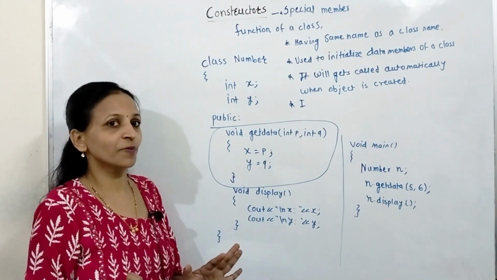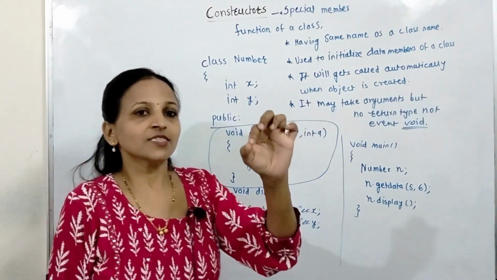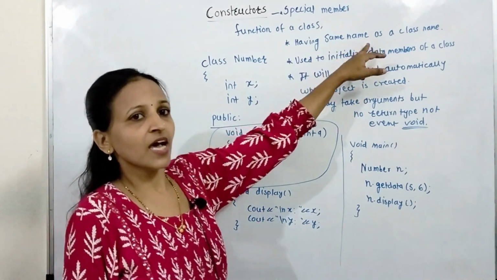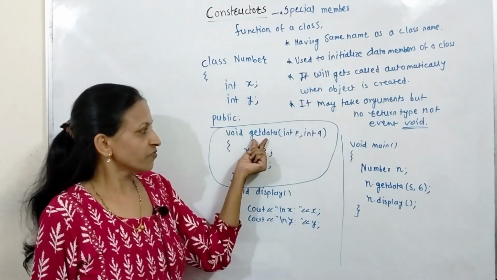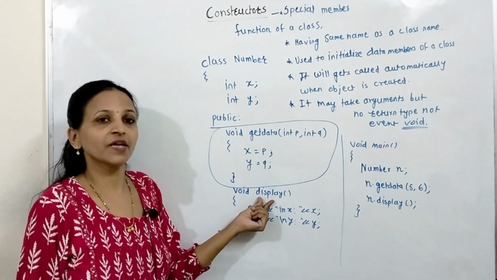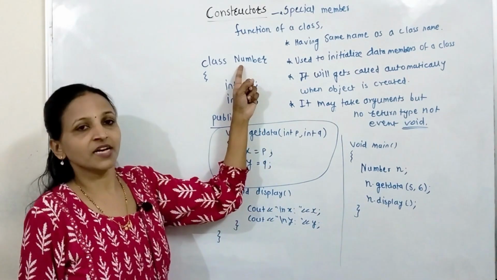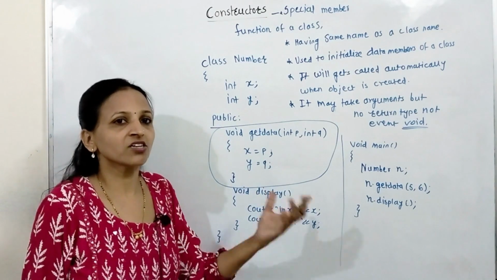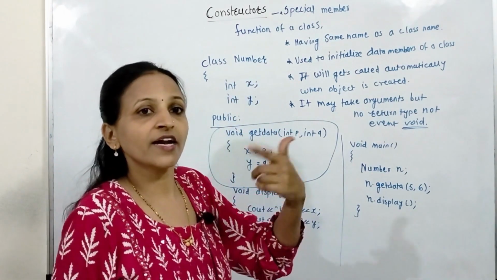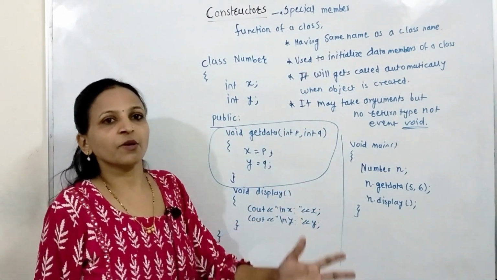What is the meaning of that? I am going to explain. Just see, what is a constructor? A constructor is a special member function of a class which has the same name as the class. Of course, here we have used the names get data and display for these member functions, but a constructor will have the same name as the class name. If you want to write a constructor inside a class, you have to give the class name to that member function. Next, it is used to initialize data members of a class.